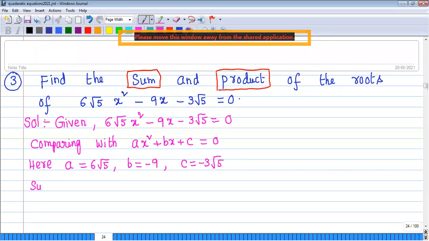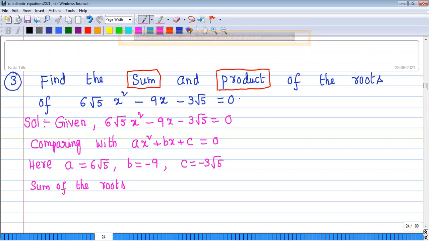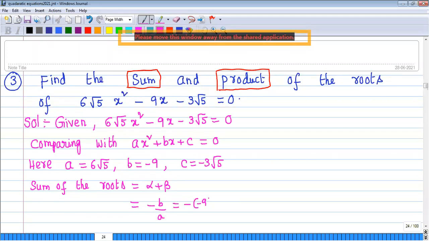Now sum of the roots, generally we call alpha plus beta. The formula is minus b upon a. That is negative of minus 9 upon 6 root 5, that is 9 upon 6 root 5. You can cancel: 3 threes are 9, 3 twos are 6. So 3 upon 2 root 5. This is the sum of the roots.